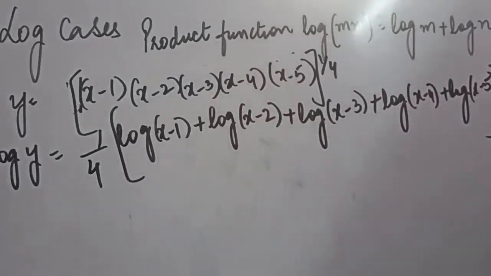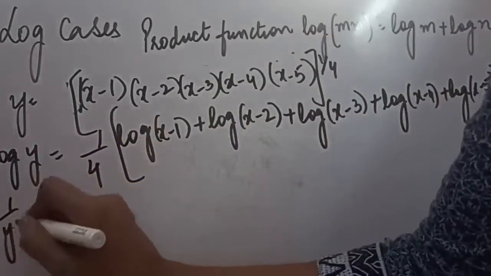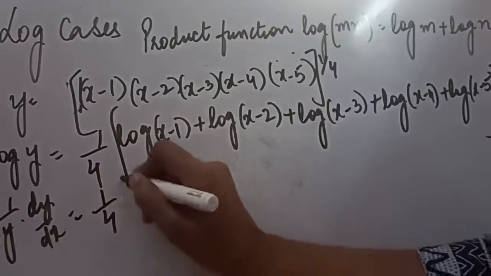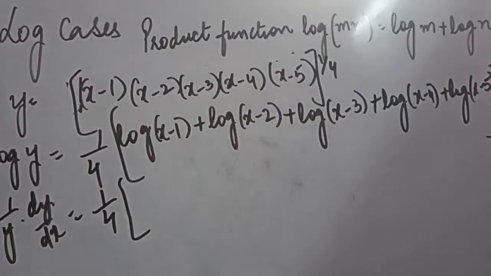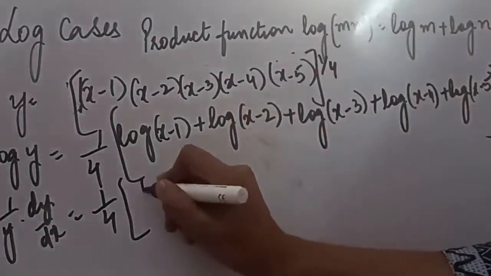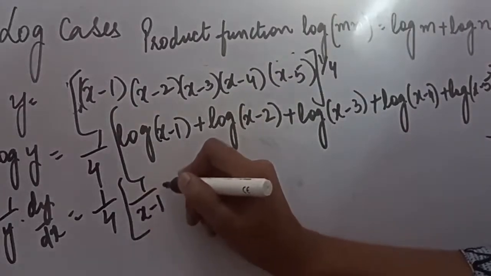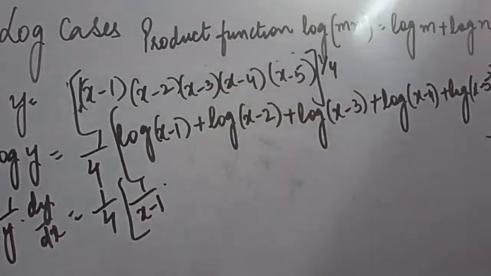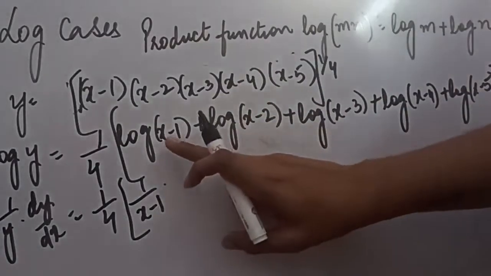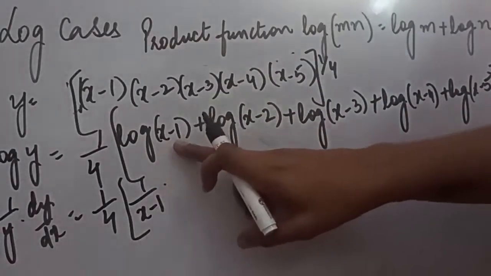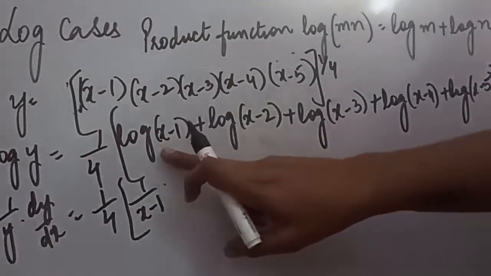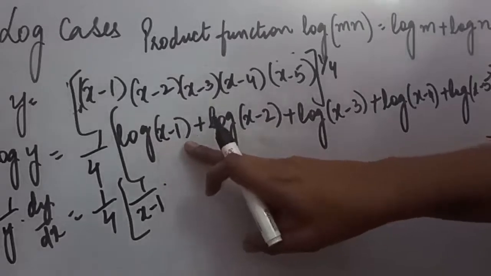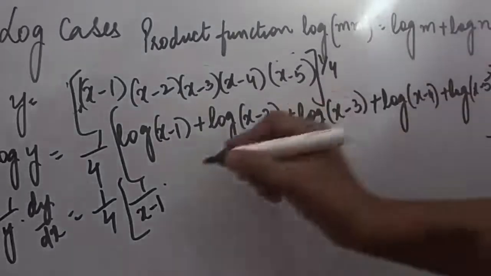Now if we take the differentiation, it will be 1 upon y dy upon dx. 1 upon 4 will be here only. The differentiation of log (x minus 1) is 1 upon (x minus 1) into the differentiation of (x minus 1). Now what is the differentiation of x minus 1? Differentiation of x will be 1, minus 0. So it will be 1, so there is no need to write it.